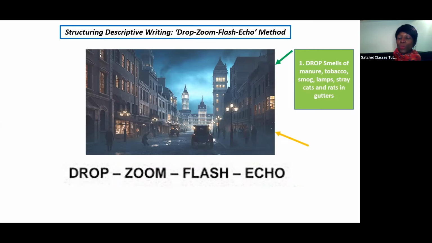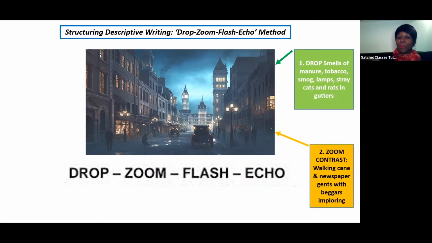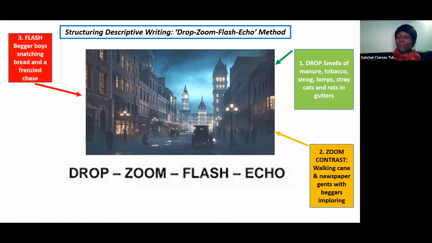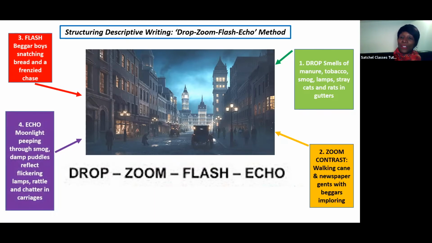And then you might zoom closer into different people, perhaps the man with a walking cane, the gentleman with the newspaper, the beggars who are imploring. And then for a flash, perhaps you'd have a flashback of beggar boys. Maybe they are stealing bread and you have some kind of frenzied chase that's a stark contrast, something very opposite to this kind of slow, sultry evening mood. And then to echo, you would go back to the beginning, you'd go back to the moonlight, you go back to the smog, you go back to the flickering lamps, you go back to the carriages to echo everything you started with at the beginning.